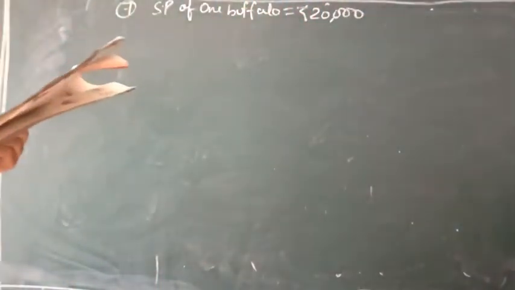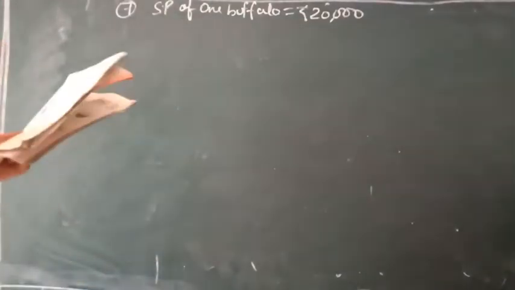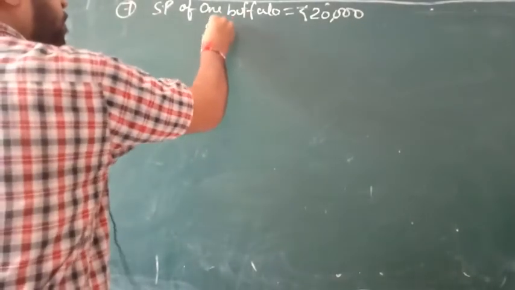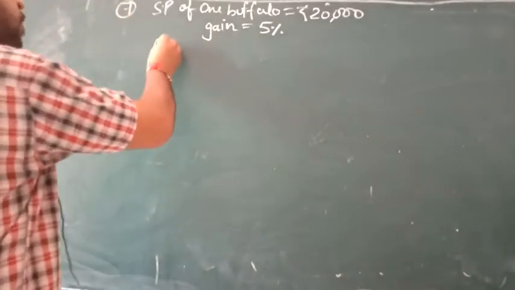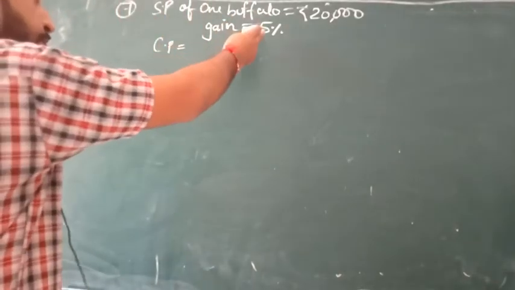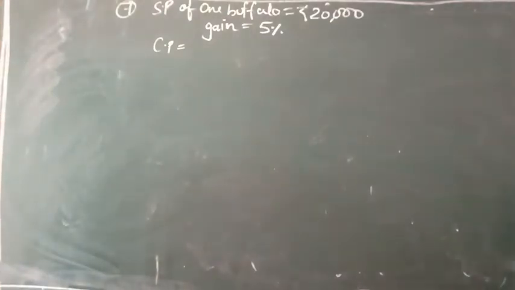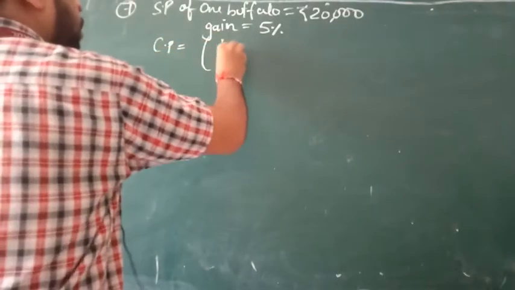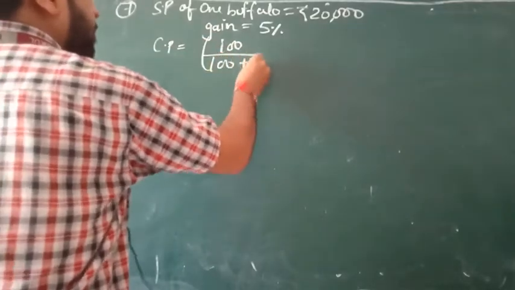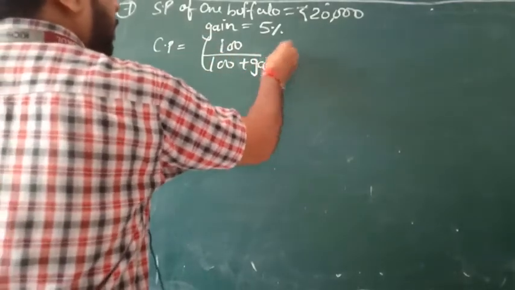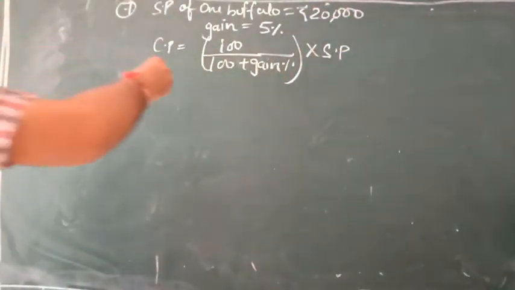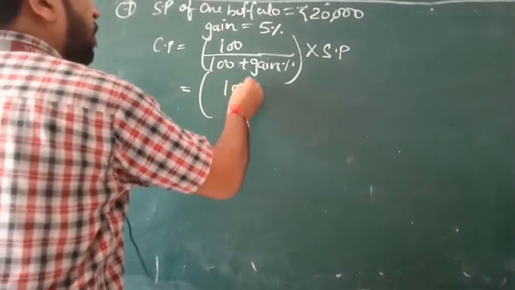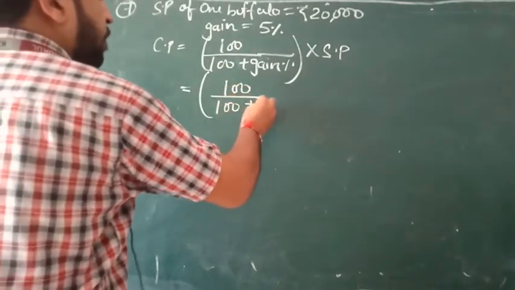Now on 1 he made a gain of 5%. Fine. So what is the gain? 5%. We are solving for the first buffalo actually. Fine. So how to calculate the CP? We should know the CP, and in case SP and gain percent are given, I am going to tell you a formula. CP is equal to 100 upon 100 plus gain percent into SP. This is the formula in case you have to calculate the CP. So CP will be 100 upon 100 plus gain percent, 100 plus 5, into SP.